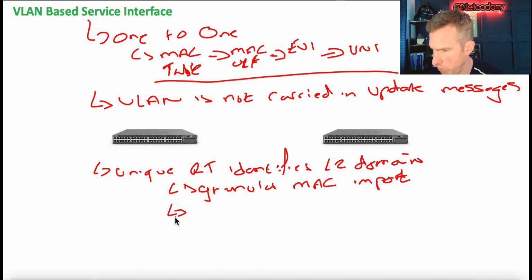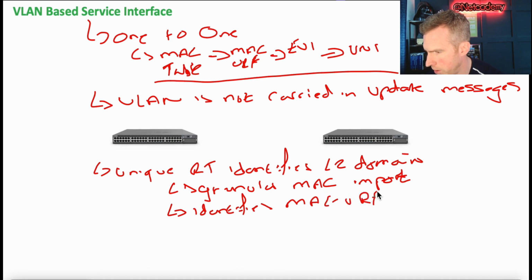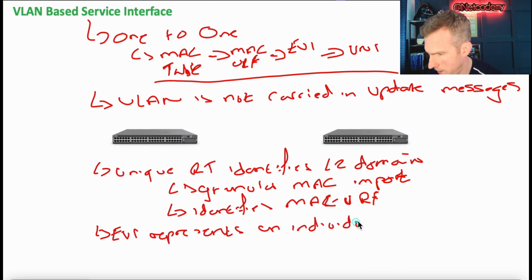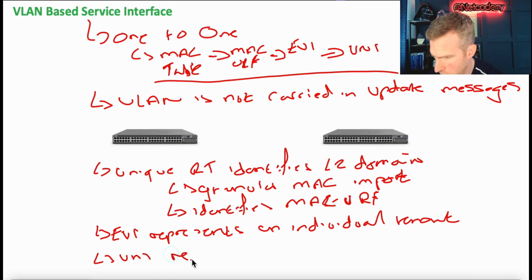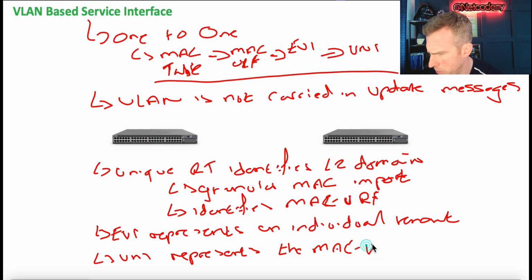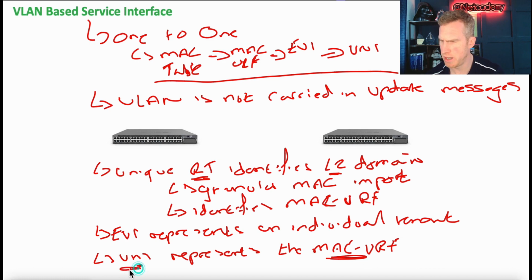And of course that root target also identifies that MAC VRF table as well, because everything is again on a 1-to-1 basis. The EVPN virtual instance represents an individual tenant or subnet, and the VNI also represents or identifies the MAC VRF. At this point you might be wondering, well Dave, you've already said the root target identifies that layer 2 domain, and the layer 2 domain is aligned and configured to a unique MAC VRF. So why is the VNI doing the same thing?